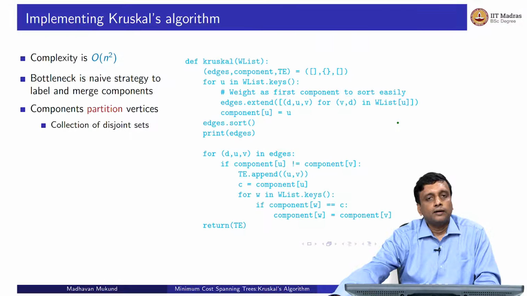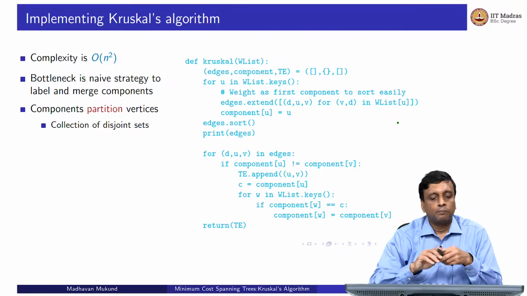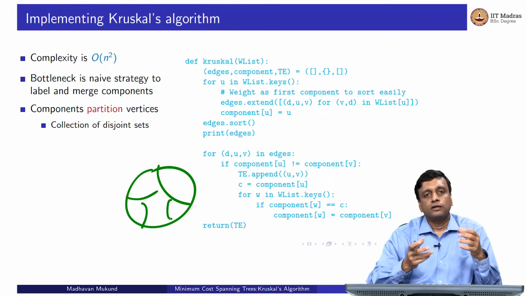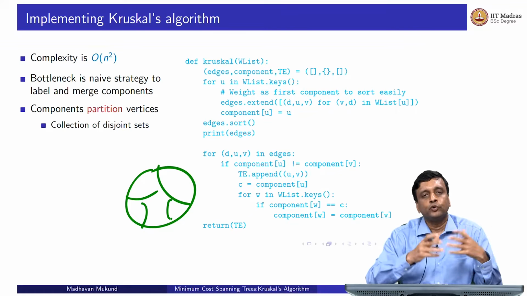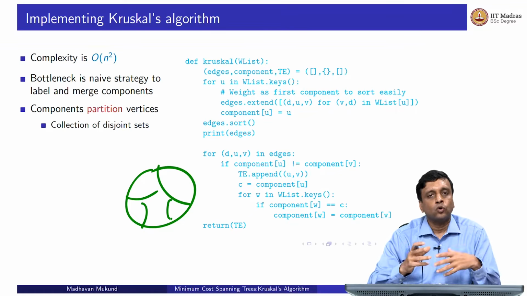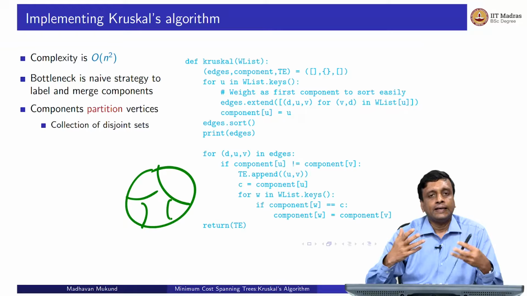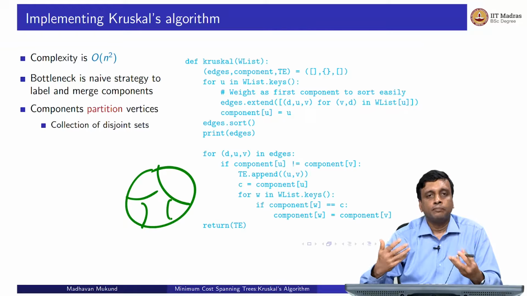So, remember that these components actually represent a partition of the vertices. A partition of a set is if I take the set and I break it up into disjoint subsets such that the union of all the subsets is the whole set, and no two sets in that partition will intersect with each other. So, we have a collection of disjoint sets. What we really need is some way of maintaining this collection and performing some operations on these.